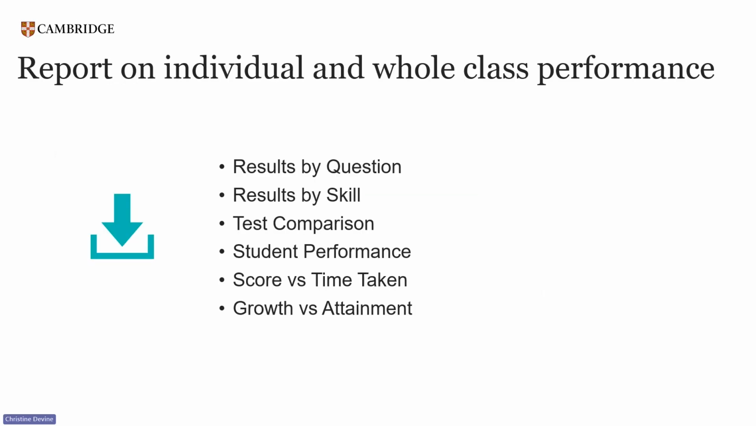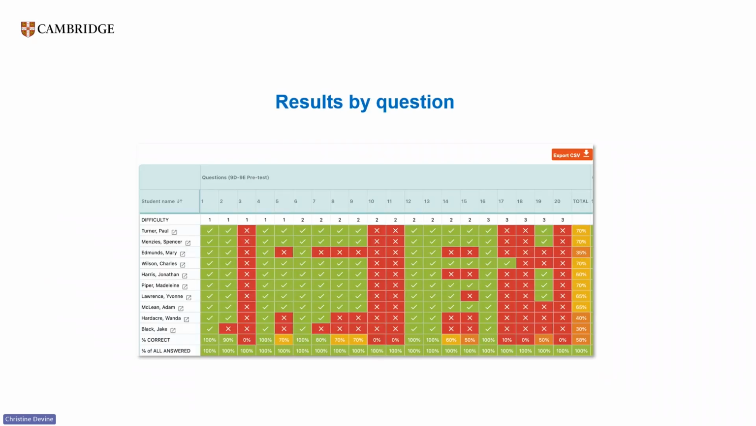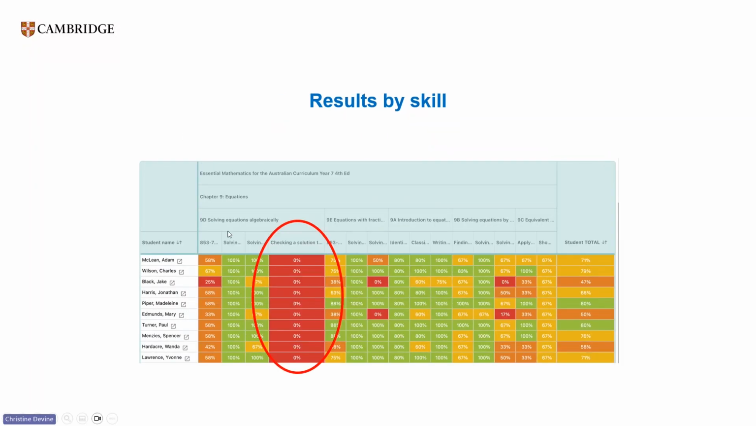A suite of 6 reports is available to report on your class performance. Each report is also available for export: results by question, results by skill, test comparison, student performance, score versus time taken, and growth versus attainment. There are some great reports here. Export the results by question as a CSV file to get the data converted to zeros and ones. You can easily identify gaps in knowledge across individual students or the whole class. If the whole class hasn't got that skill, it's a quick look at the whole class.